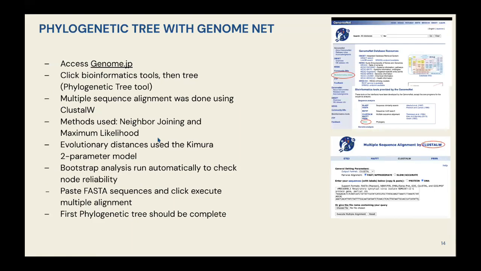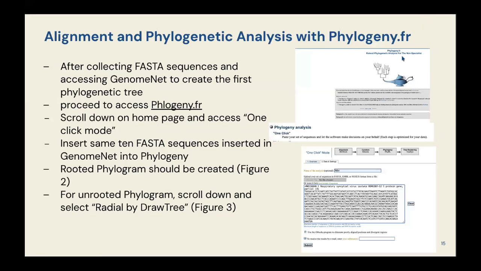When we were creating our phylogenetic trees, we first accessed genome.jp, also known as GenomeNet. We clicked on bioinformatics tools, then on the phylogenetic tree tool. Multiple sequence alignment was done using ClustalW, using methods like neighbor joining and maximum likelihood. And we just pasted the FASTA sequences and clicked execute, and then your first phylogenetic tree should be complete.